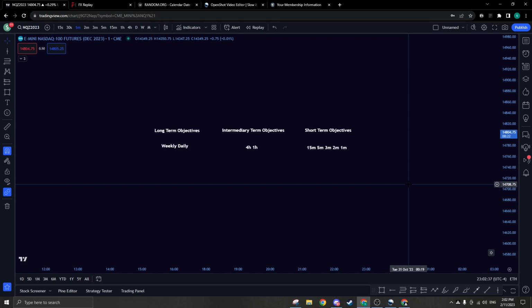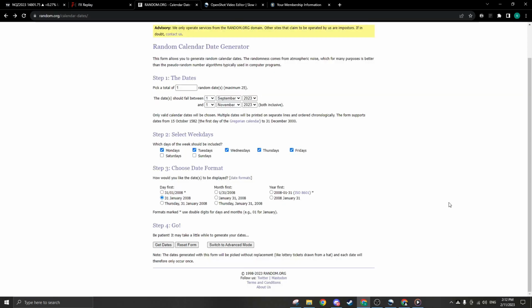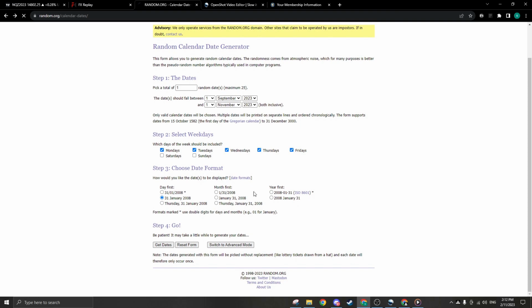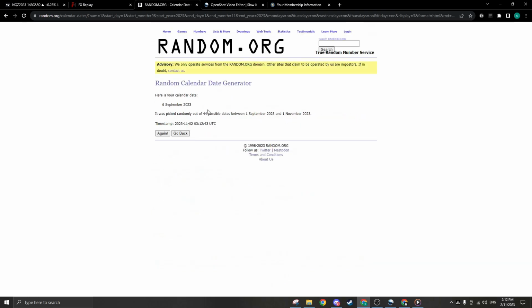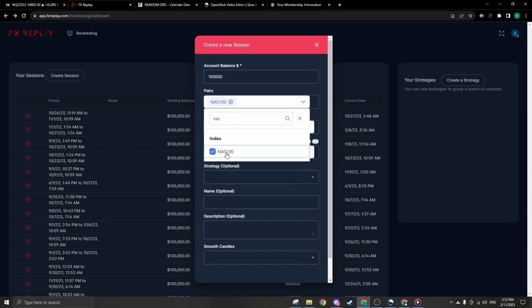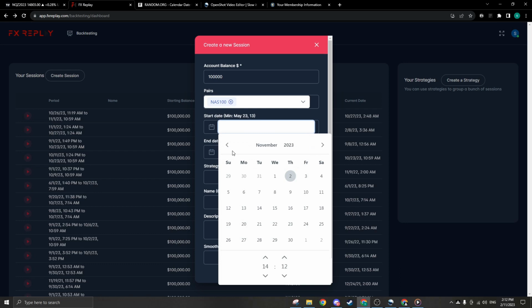But yeah, I'll hop into the charts. I'll show you guys how I would personally analyze it. Okay, back on the random date generator. I'm using this so we don't have a predetermined bias of where it's going. So we'll just grab a random date, 6th of September. We're going to be trading NAS again. September 6th.